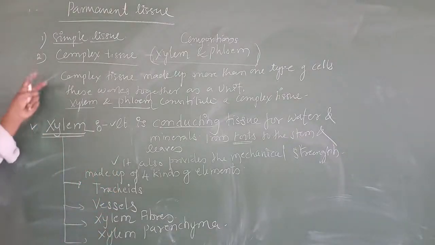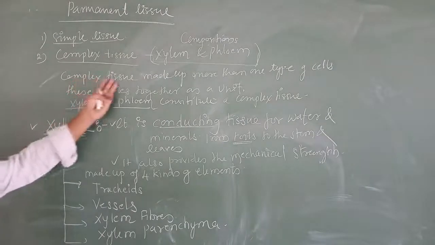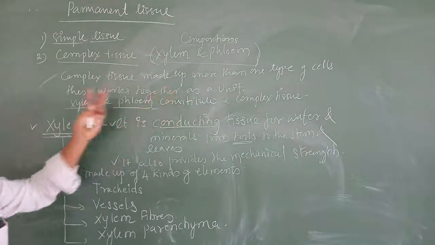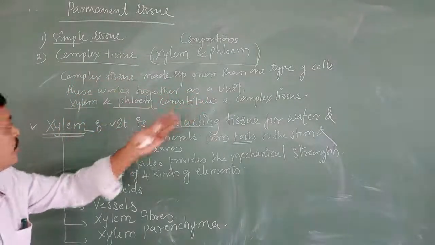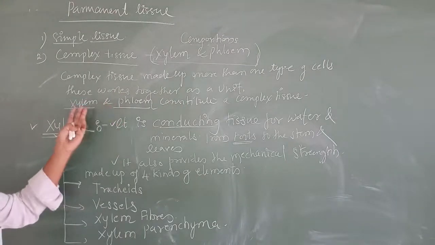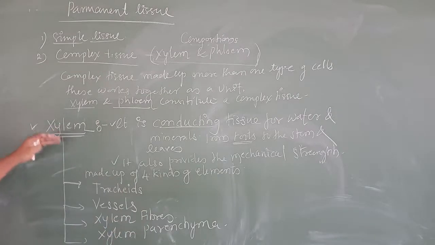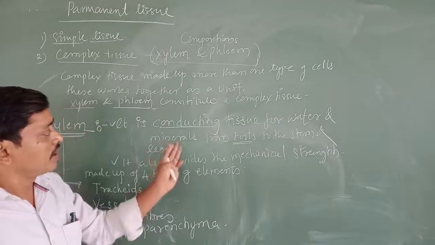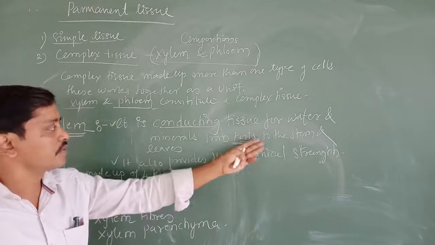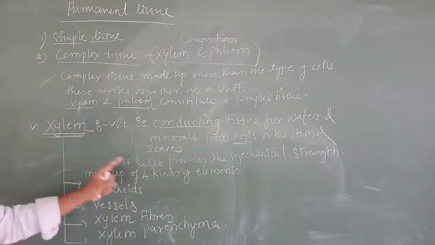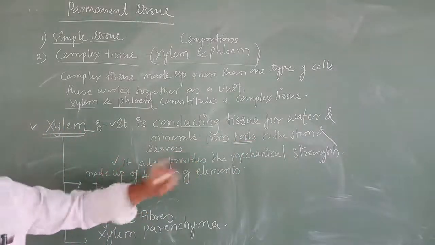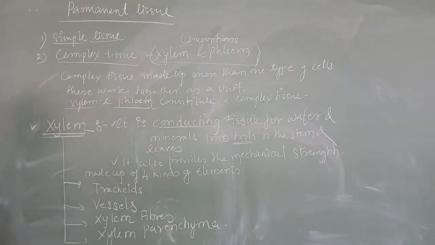Complex tissue means a tissue made up of more than one type of cells. These work together as a unit. Xylem and phloem constitute the complex tissue, and now we are discussing the xylem. Xylem is a conducting tissue for water and minerals from roots to the stem and leaves. It gives mechanical support, mechanical strength, to the plant.